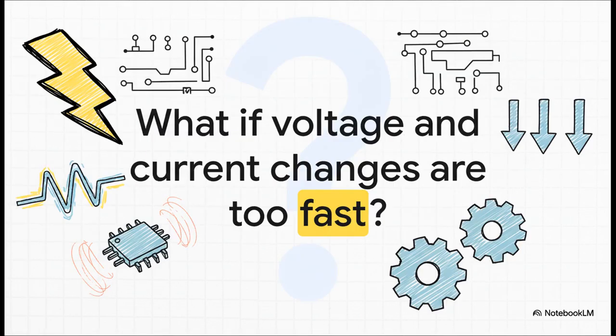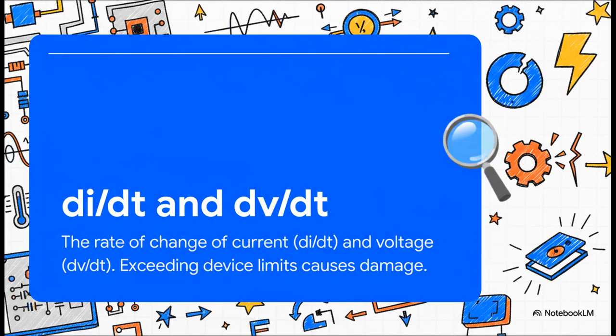So you might be thinking, okay, professor, I get it. Slow switching is bad. The solution must be to switch as fast as humanly possible, right? Well, that's a great thought, but it leads to a really important question. What happens if these voltage and current changes are too fast? And the answer is a huge, emphatic yes. It can be a massive problem.